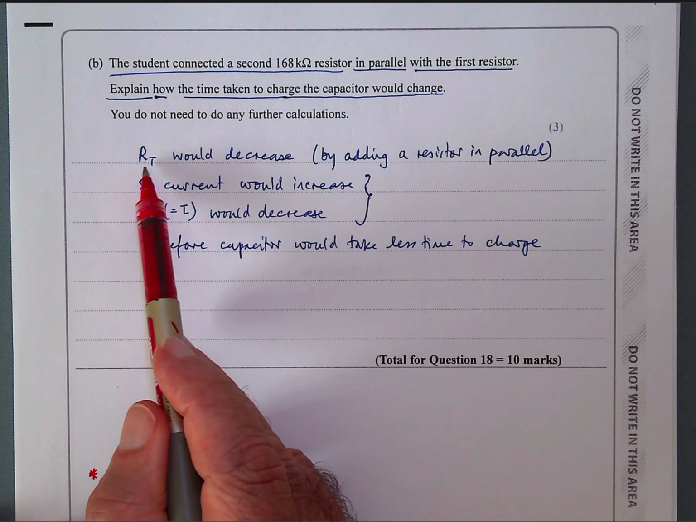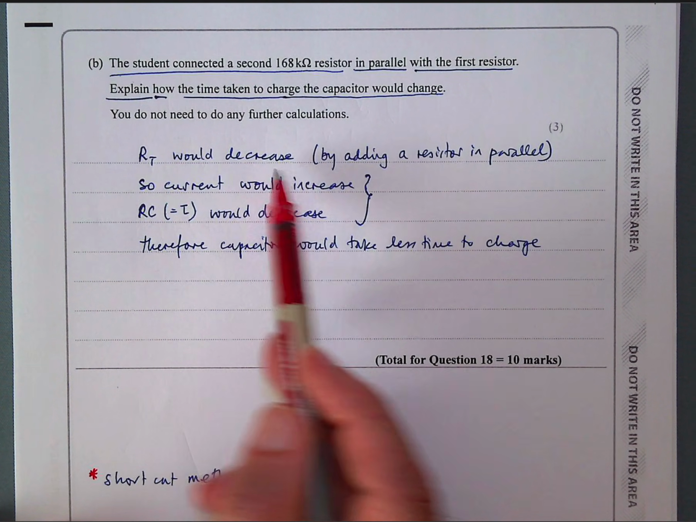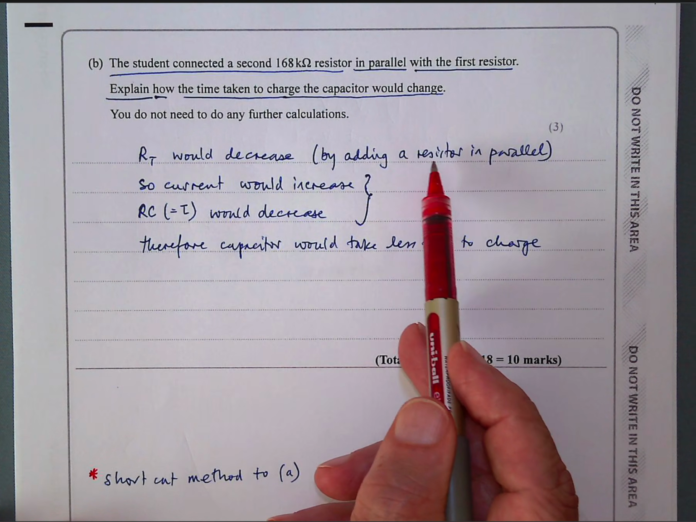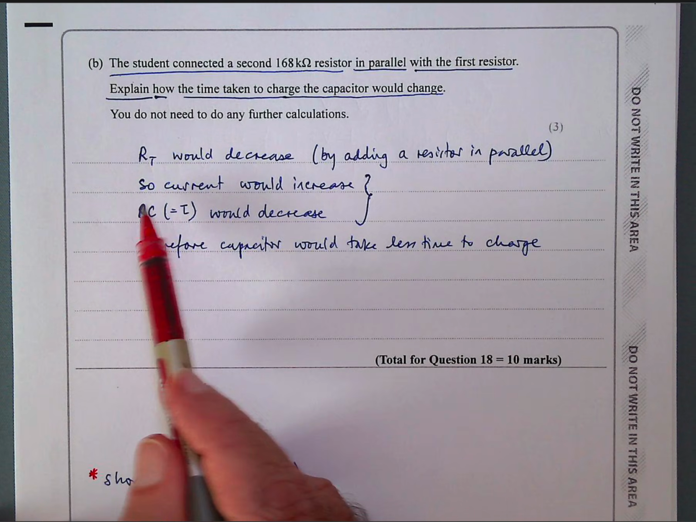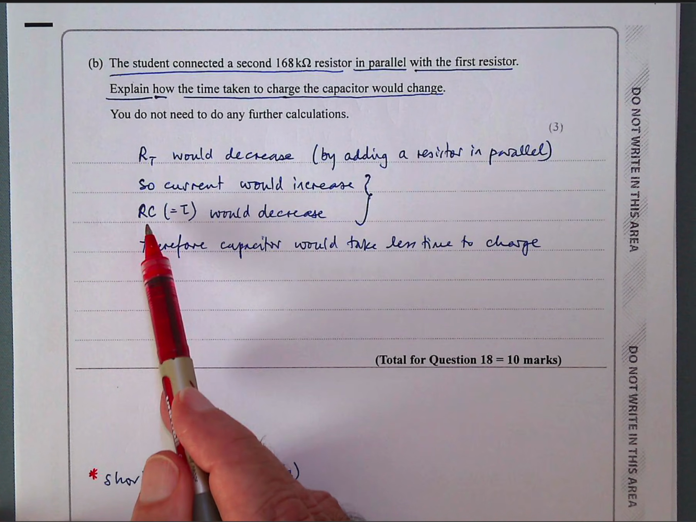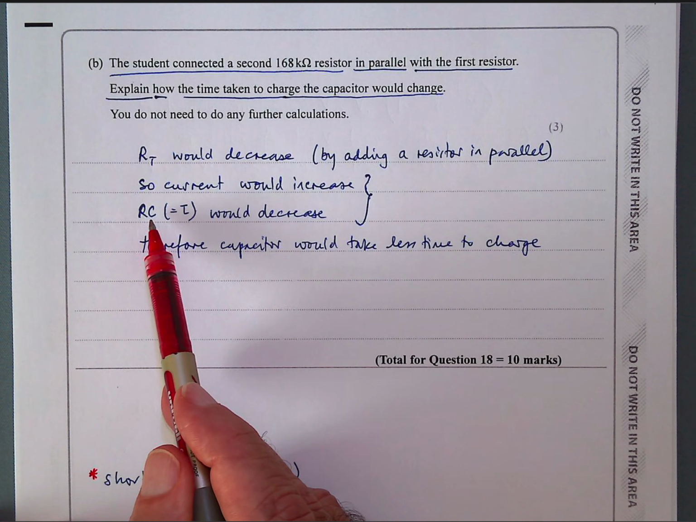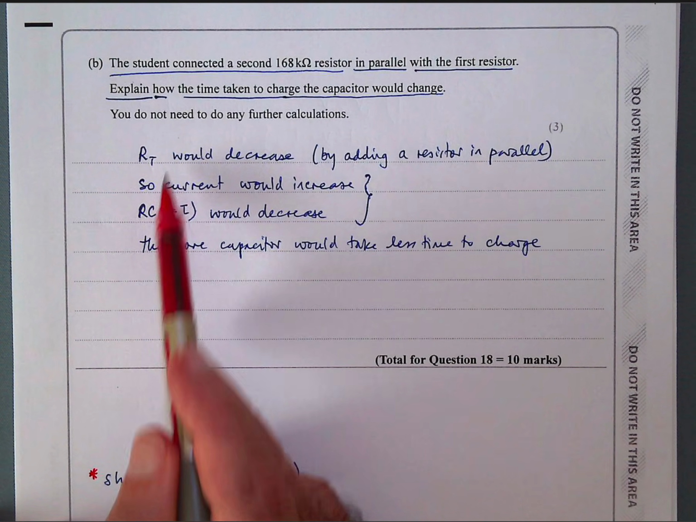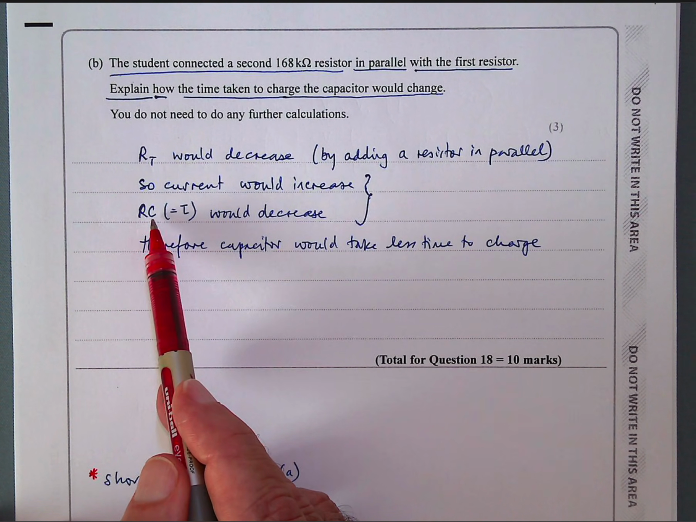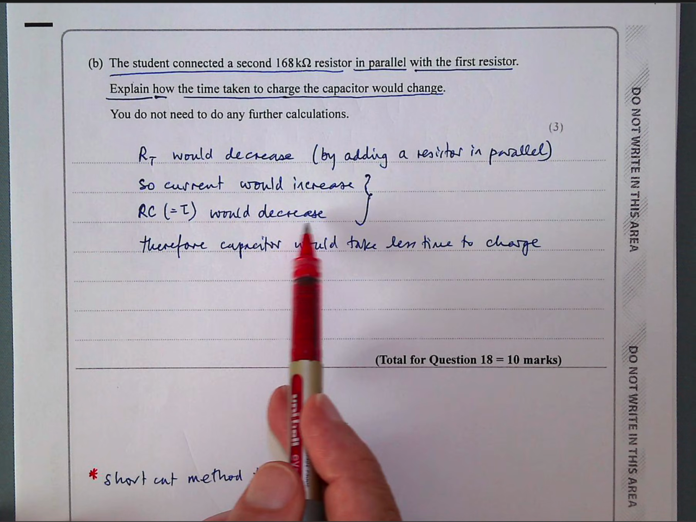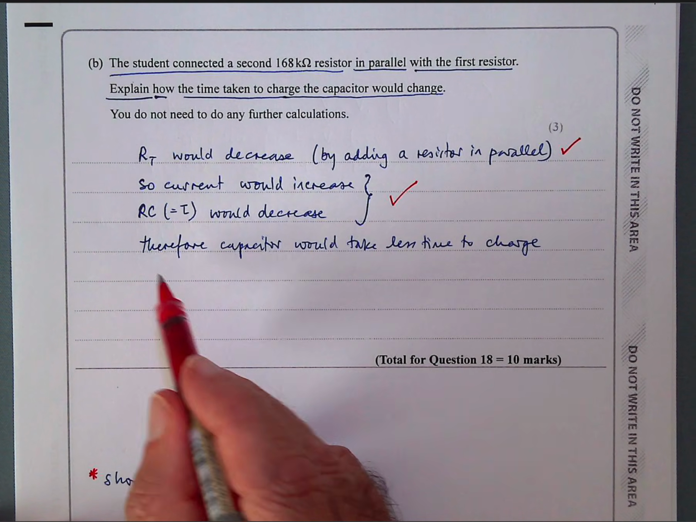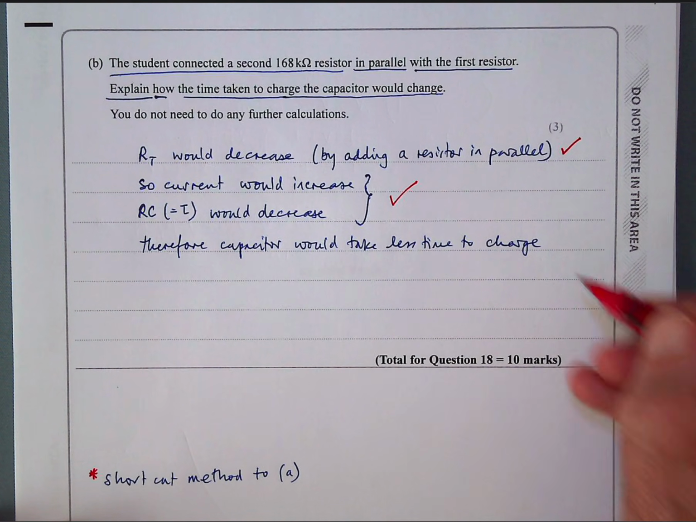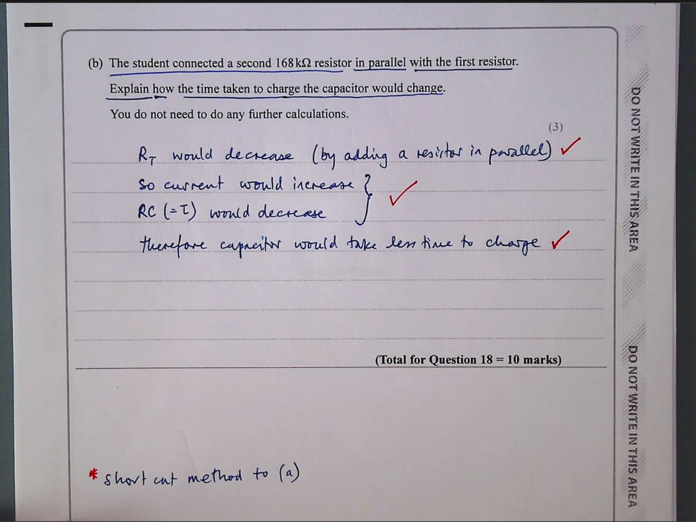Well, the resistance in total would decrease, because whenever you add a parallel path in a circuit, you're actually increasing the current. So the current would increase, and therefore, if the current increases and the resistance is decreased, so R has gone down, capacitor hasn't changed, so RC would decrease, either of these for the second mark, one of these for the first, and therefore the capacitor would take less time to charge. Okay, you need to make sure you're explaining each part of it very clearly.